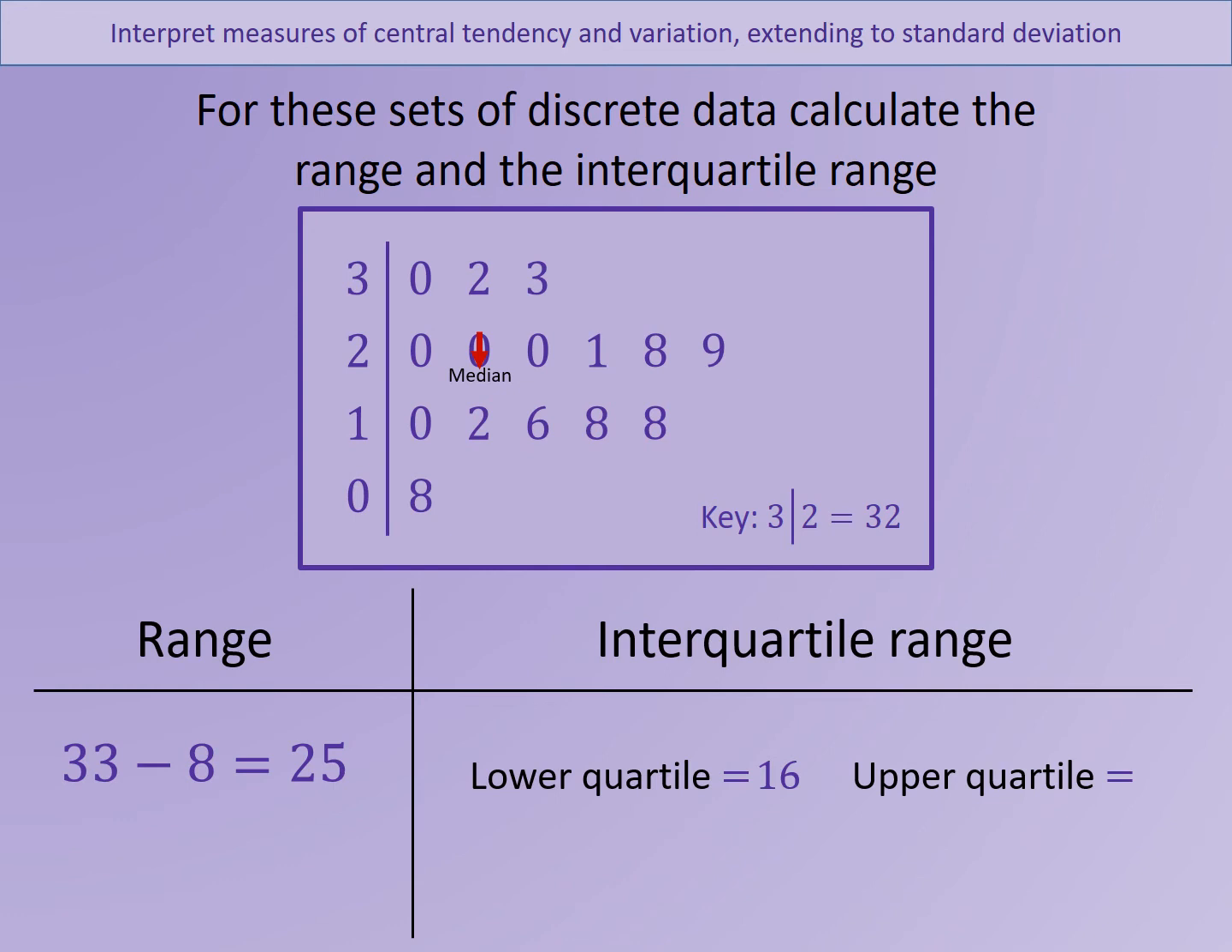Repeating the same process for the upper quartile. So we have our data, largest and smallest value, working our way until we get our upper quartile there, which is 29. And so the interquartile range is 13.